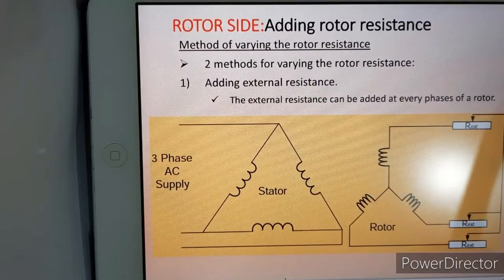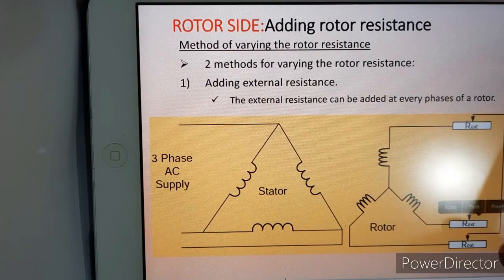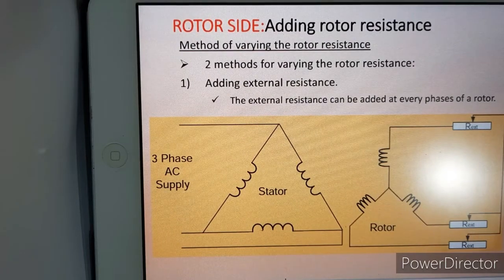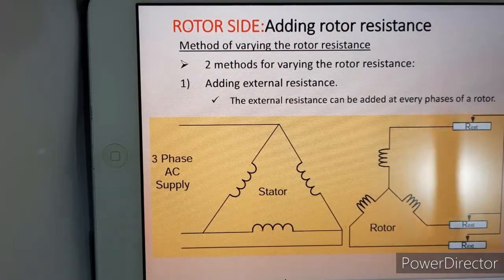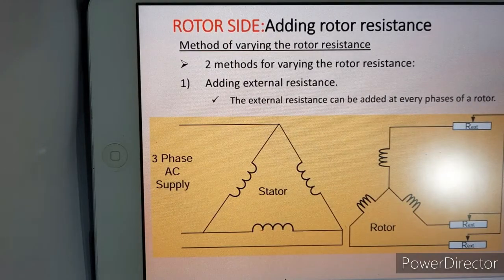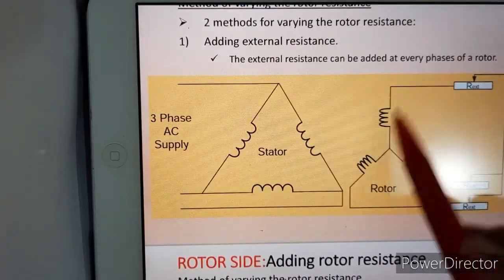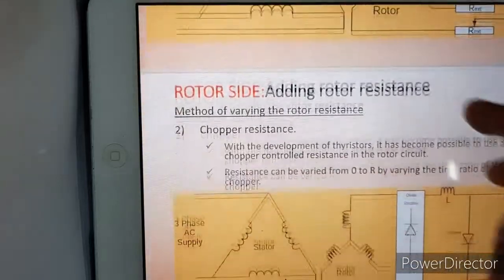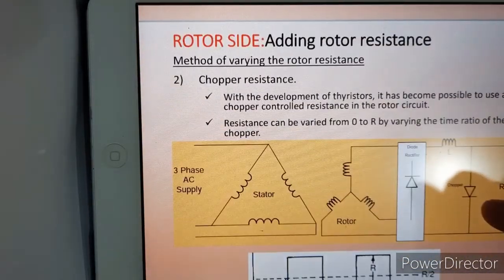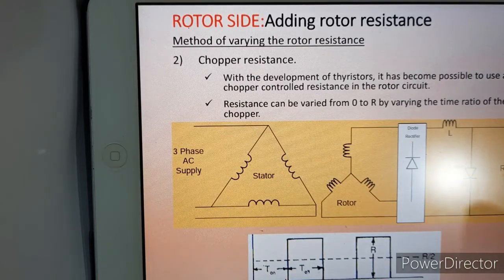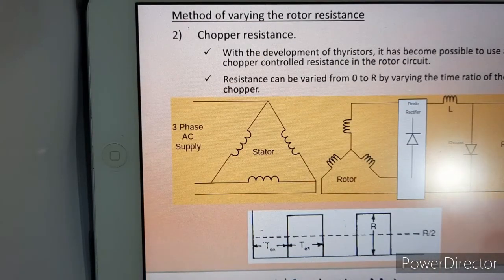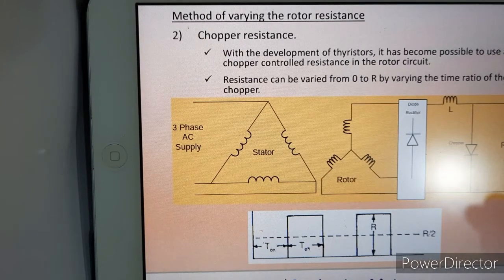So this is the diagram for adding resistance at the rotor side. We add external resistance in series with each terminal R, Y and B. This is another method, still adding rotor resistance, but by using a chopper resistance. A chopper is another type of converter which converts DC to DC.